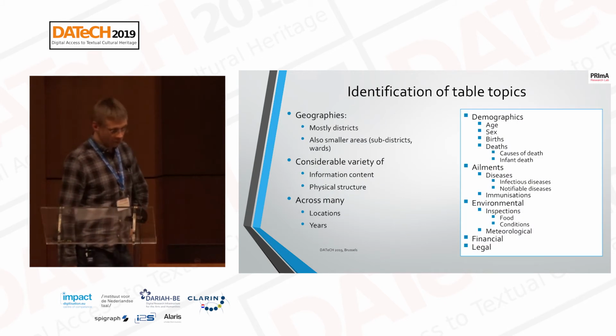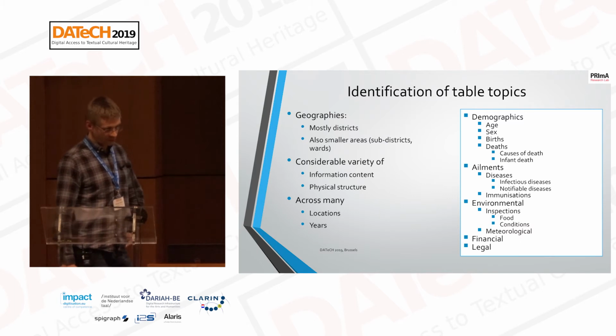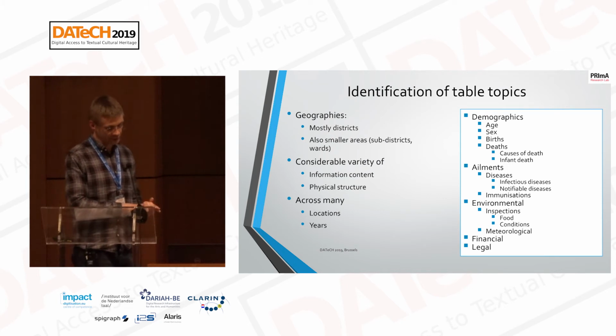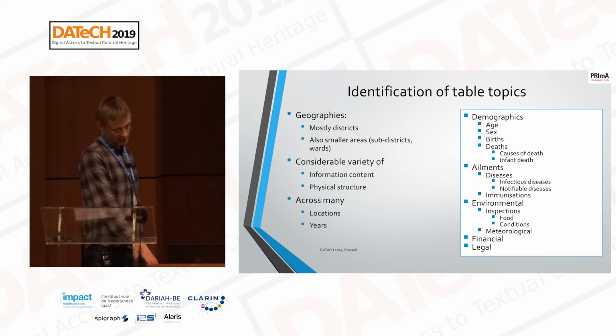So also, we have a range of geographies. So mostly it's arranged in districts. So in the UK, it varies over the years, but usually you have a few hundred or more than 1,000 districts about. But sometimes you also have tables for higher geographies, so for the whole country, or for slightly smaller ones as well, like wards or sub-districts and thus.